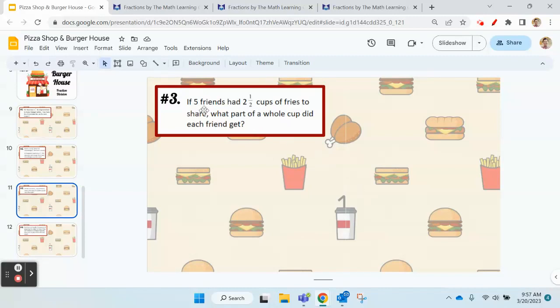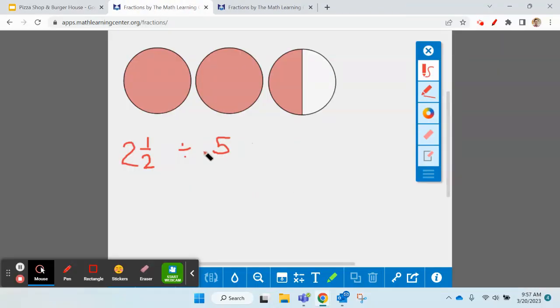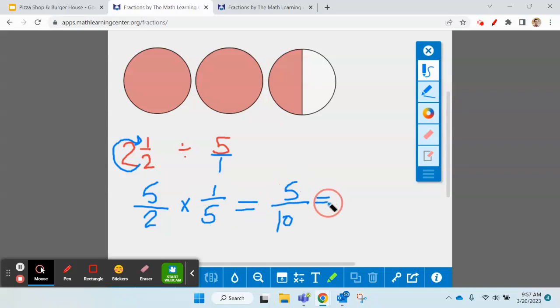So be careful on this problem. We'll see what makes sense in our word problem. So 2.5 cups of fries shared amongst 5 friends. Around the world, 2 times 2 is 4 plus 1 is 5. Our denominator stays the same. We're going to keep, change, whole number goes over 1. So when I flip it, it turns into 1/5. When we multiply across, we get 5/10, which is the same thing as a half.